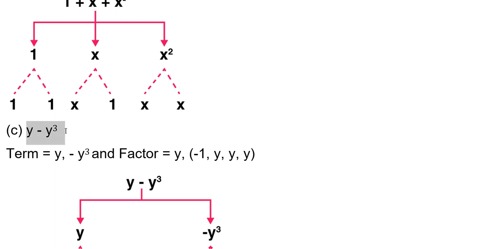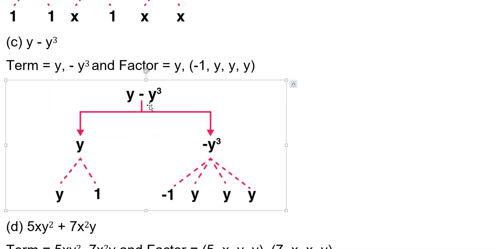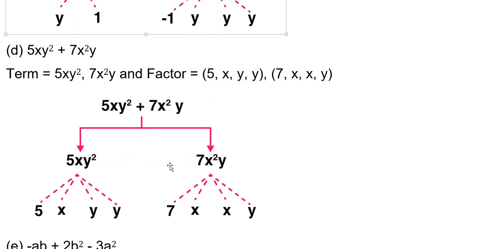So third problem, y minus y cube. 2 terms, y and minus y cube, and factors are y, and minus 1 into y into y into y. That is, y minus y cube: y can be written as y, 1, and minus y cube can be written as minus 1, y, y, y, 3 y's. Okay.